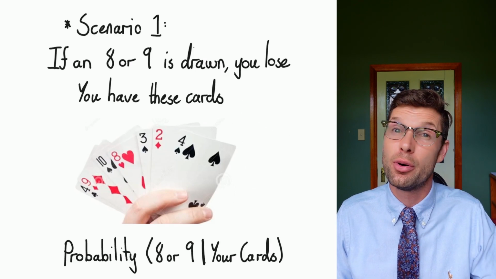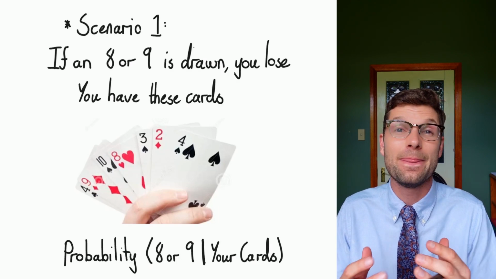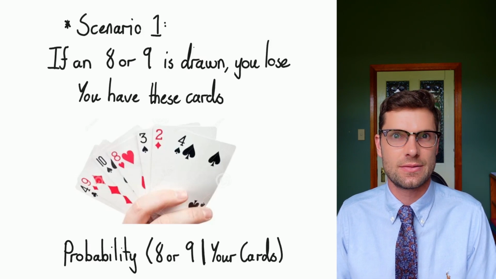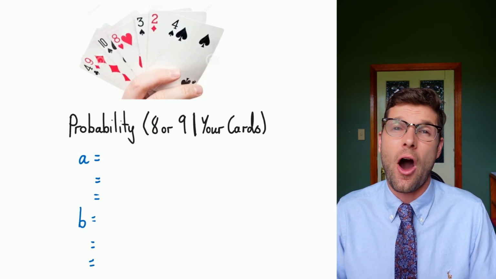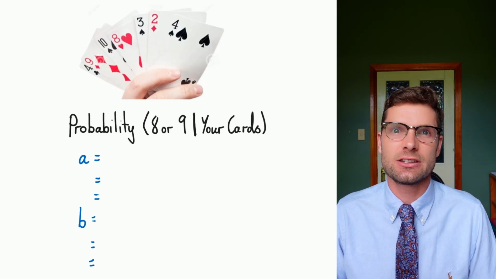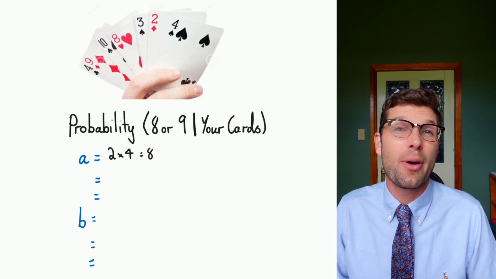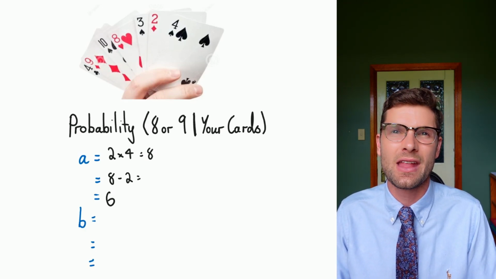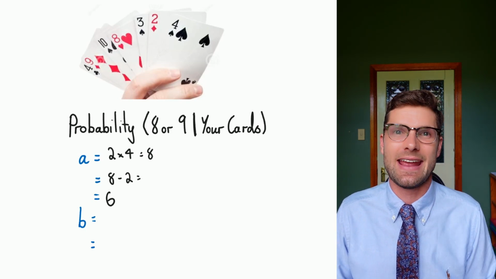For this scenario, if you pull an 8 or a 9 out of the deck randomly, you will 100% lose. And these are the cards that you know you've got. So what is the probability that you're going to lose? To get this right, we need to identify the A and the B. Identifying A is the 8 or 9. This is what we want to avoid. We know there are 4 8s and 4 9s, so we multiply that by 2. There are 8 of these cards in total. But I can already see that I have 2 of these in my hand. That's information I already know. So there are only 6 possible ways that I could lose when I pull that next card.